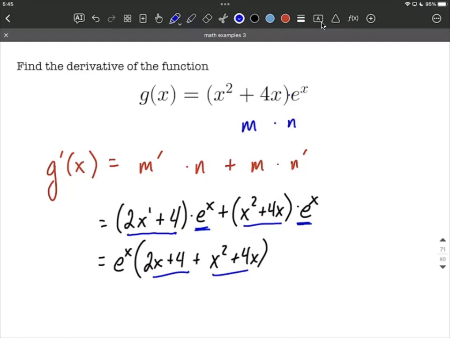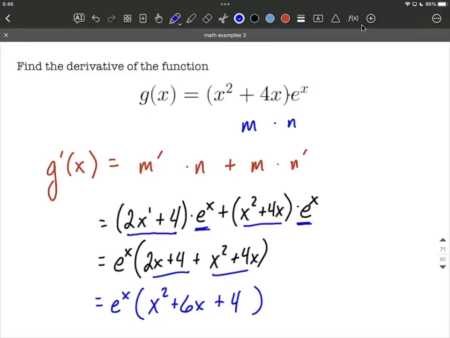To finish this up, I'm going to combine like terms and rewrite what's inside the set of parentheses to get us the best answer possible. I'm going to put this in descending order. The x squared comes first, the highest power of x, but then we have 2x plus 4x makes 6x, and then plus 4, our constant, comes along also. Just clean it up a little bit, combining those like terms, the 2x and the 4x, inside the big set of parentheses, and this is the best answer we can get for the derivative of g.